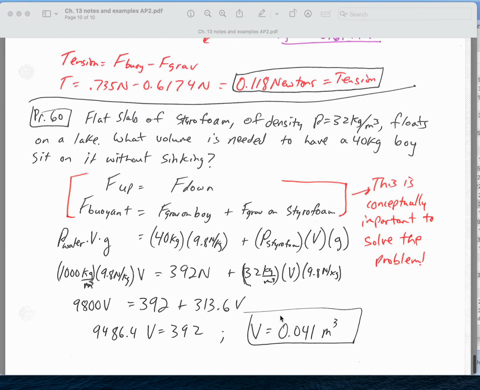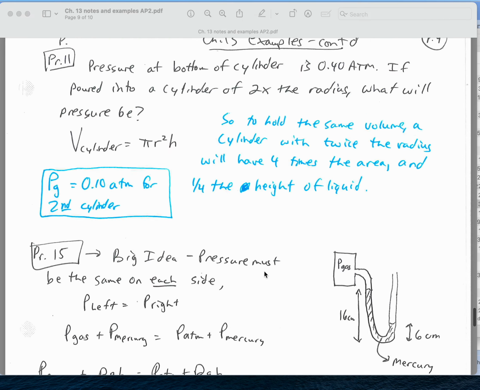There's another example for you if you want to look at those, but like I said, I want to go through a few.